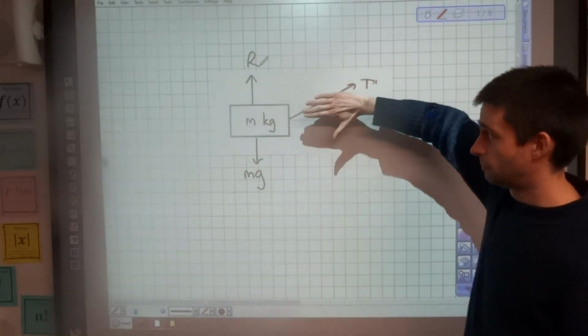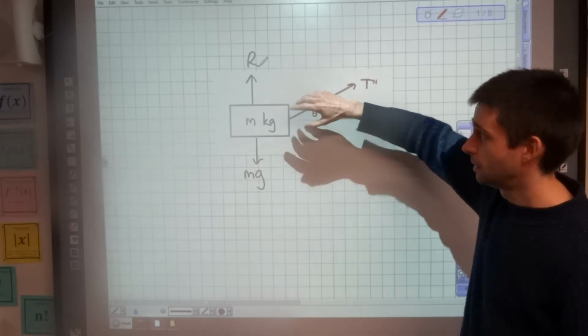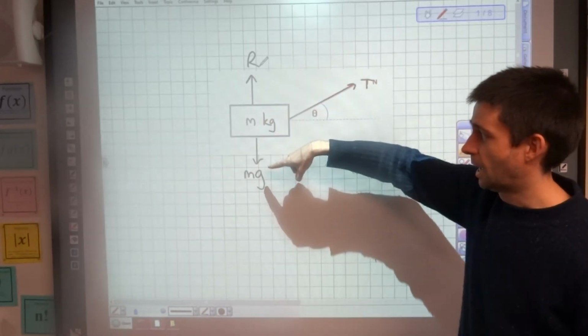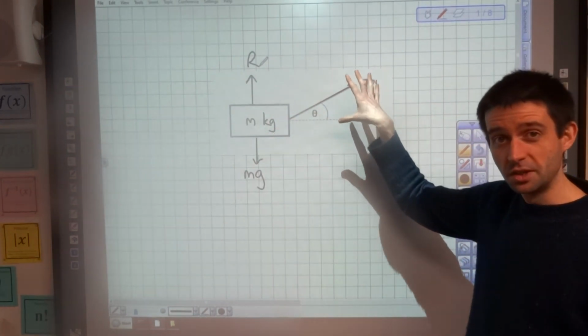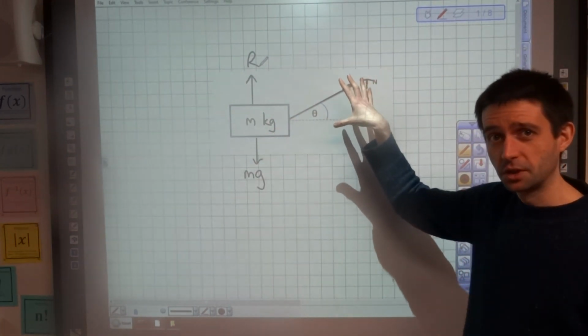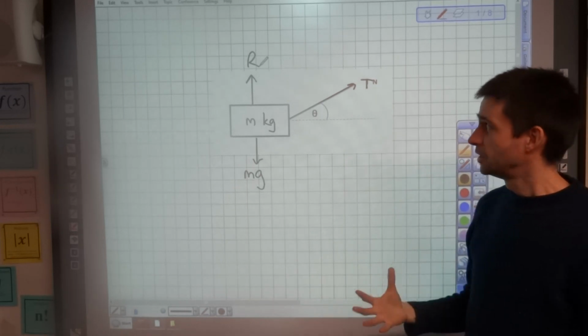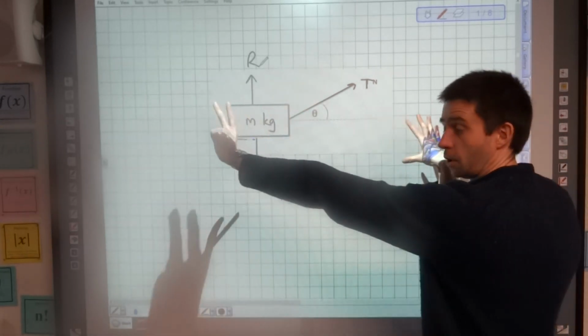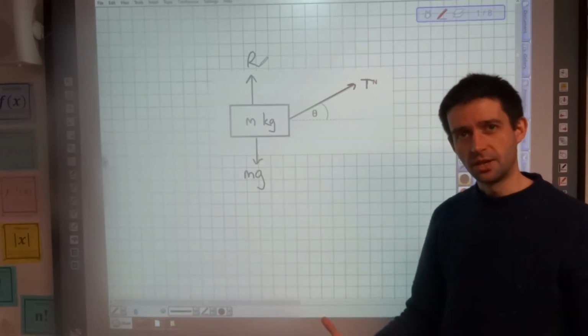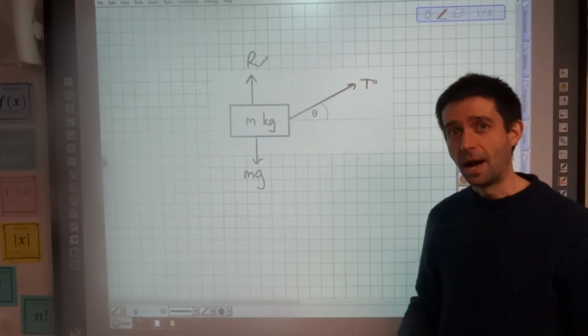Now, without this tension force, this reaction force and this weight would be equal to each other. But the fact that we've also got this additional tension force means we've got something else to consider here, and this is what we talk about as resolving forces. When the particle is on a horizontal surface like this, we tend to resolve horizontally and vertically.